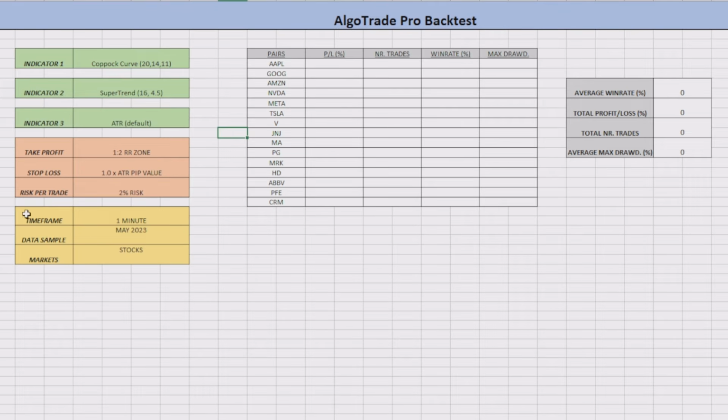So, without further ado, let's jump to the backtest. I will apply this strategy on the 1-minute time frame of some high market cap stocks using the data sample corresponding to the last month and using a 2% risk per trade without compounding any of the profits, which were some of the requests from the subscriber who suggested this strategy.